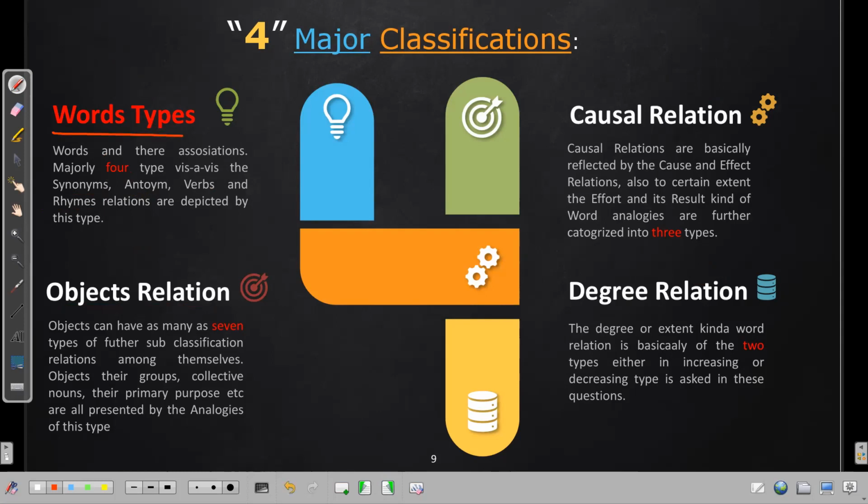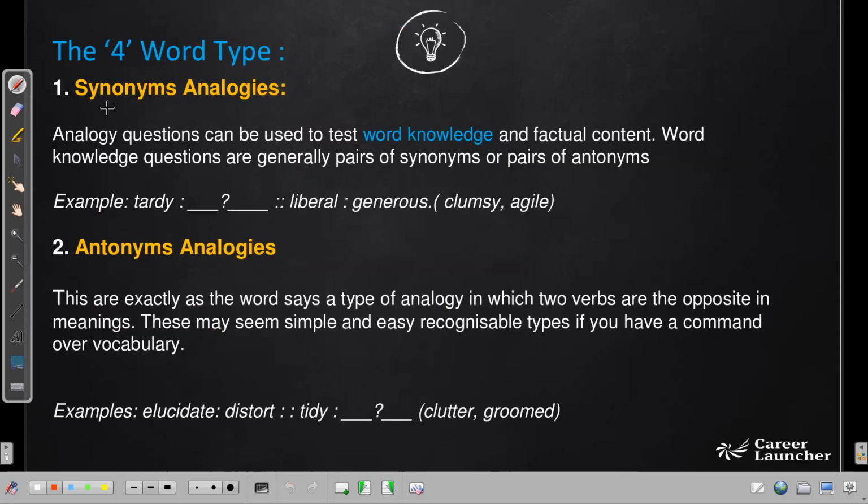Word type, let's look at the 4 variations of the word type. Synonyms, analogies. I believe you know the meaning of the word synonym: a word with a similar meaning. So it's word knowledge and factual content. Word knowledge questions generally use pairs of synonyms or pairs of antonyms, like tardy is to what? If liberal and generous are synonyms of each other, then tardy will be clumsy or agile.